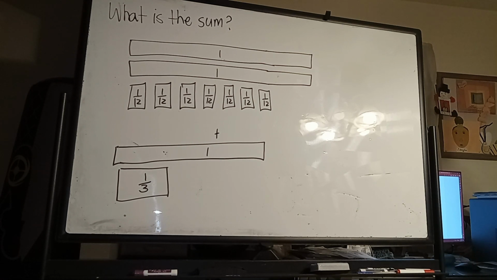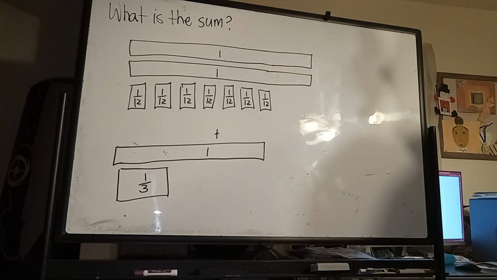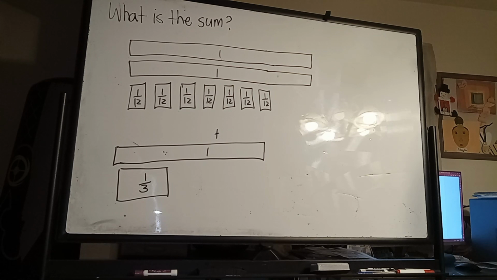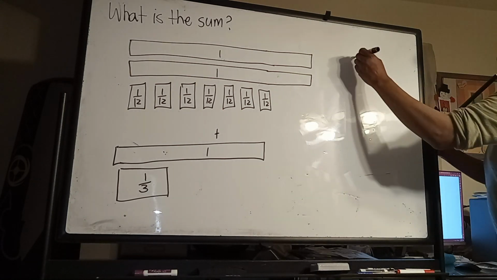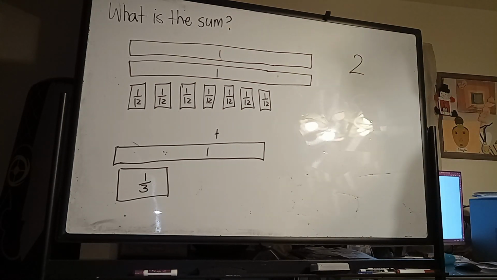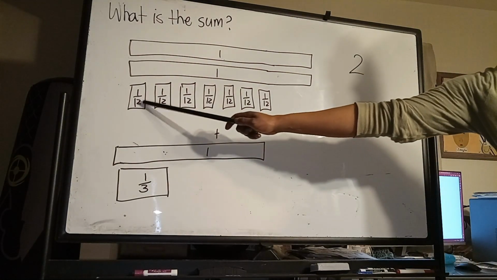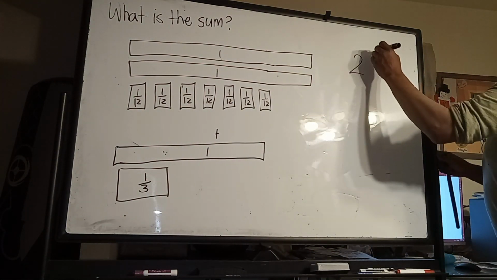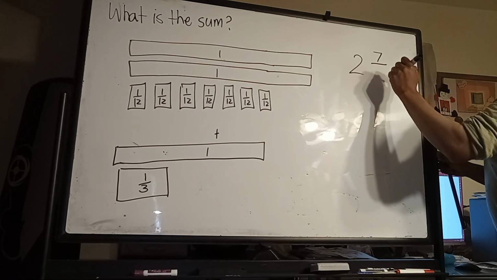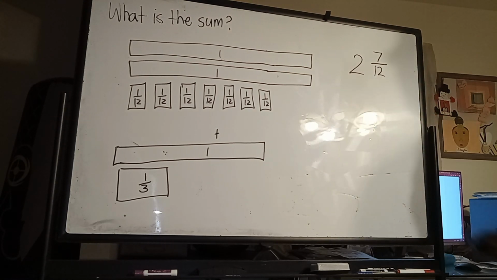So for our final problem for today, again, we're still doing the sum and we're still using our diagrams. So for this picture, how many wholes do we have? 2. All right. So that's just going to give us the 2. And then how many fraction pieces? 1, 2, 3, 4, 5, 6, 7. 7 over what? 7 over 12. There we go.